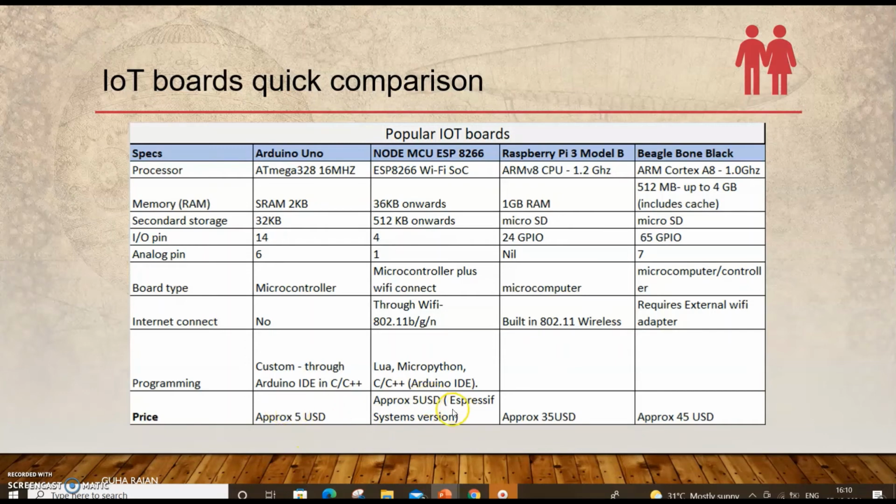If you look at the pricing, it's so cheap, and this is where the NodeMCU has caught up very fast, just about $5 US with Wi-Fi connectivity. The Raspberry Pi is the costliest, it's about 35 USD. So that's a quick comparison of the IoT boards.